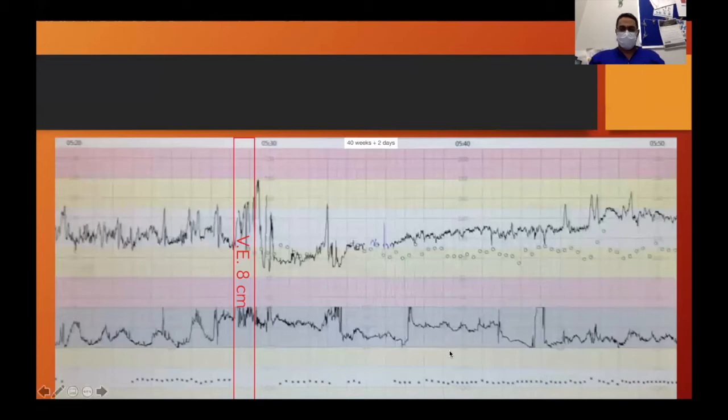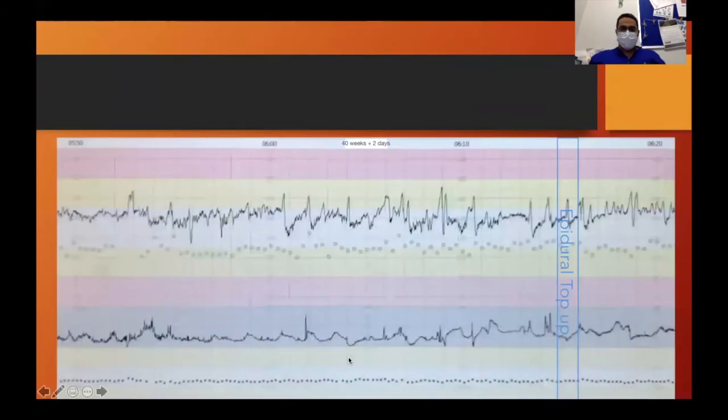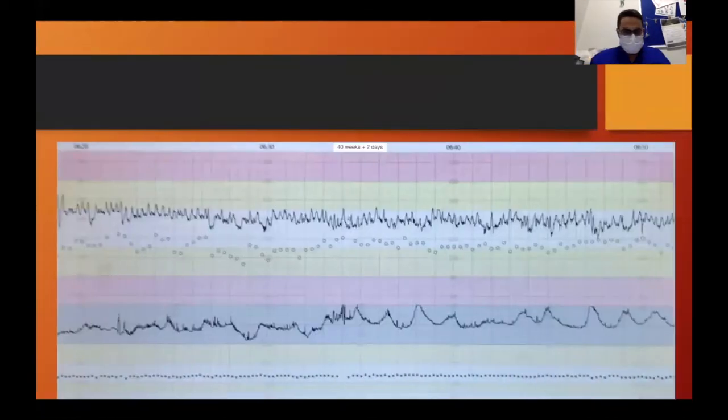Okay, so we now have her on her left side, but it looks like baby's baseline is still high. Okay. What's the baseline now? I think it gets a bit clearer on the next slide. Yeah, 140. Anything else that you can see that looks different?